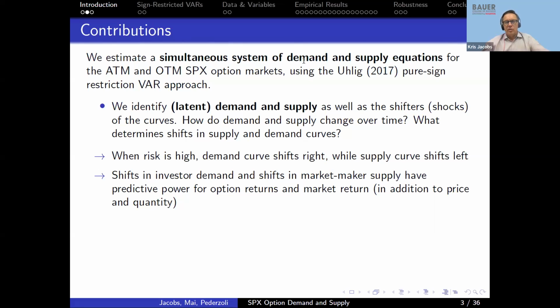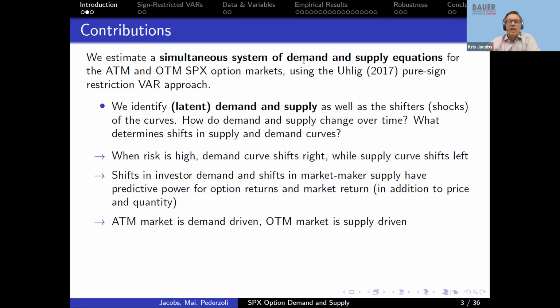All right. So what else are we going to do? I'm going to show you some results where, if you identify these shifts in demand and supply, you can use them to predict future option returns and the future market returns. Here we're using index options, so we're talking about the S&P 500 return. Now, I have to warn you, the R square of these predictive regressions is not large. It's in the order of 3%, but as we all know, 3% is not a bad out of sample R square.